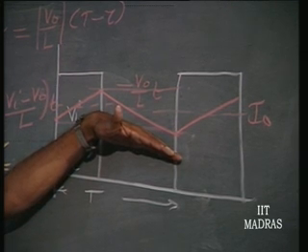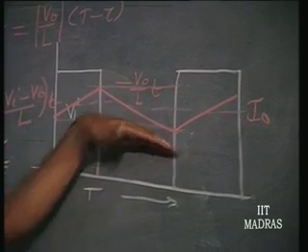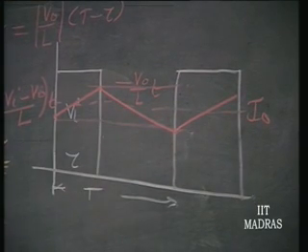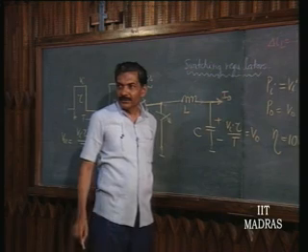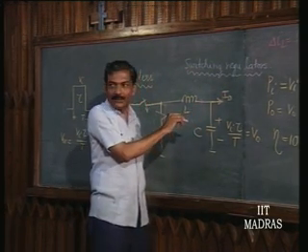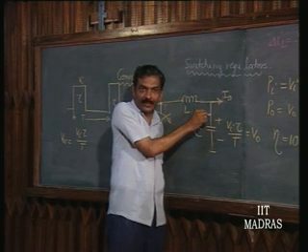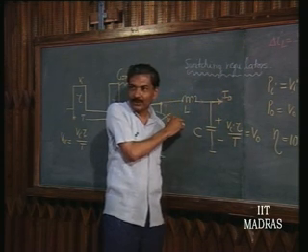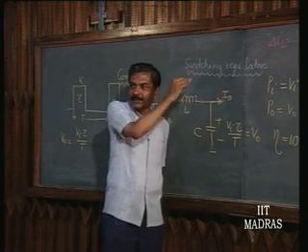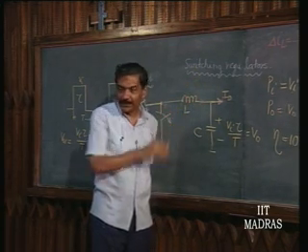Current is flowing only in one direction through this. So current is always flowing this way. What happens is it is going to be delivering both the load current and the capacitive current when it is connected to input, and only the load current when it is not connected to the input.